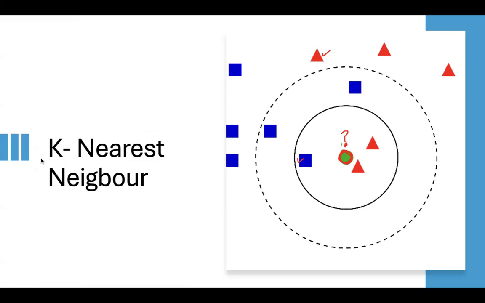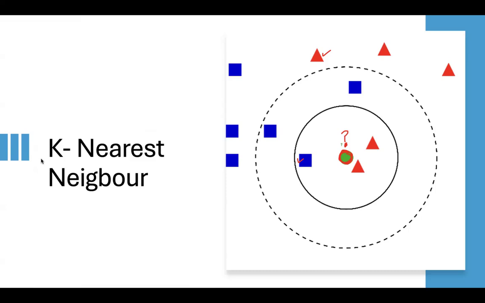Okay, so the easiest way to do that is that I look at the neighbors of this circle. What are the closest points to this circle? If the closest points are triangles, then I'll label it as a triangle. If the closest point is a square, I'll label it as a square. But for that, I'll have to decide how many neighbors, how many closest points I have to choose.